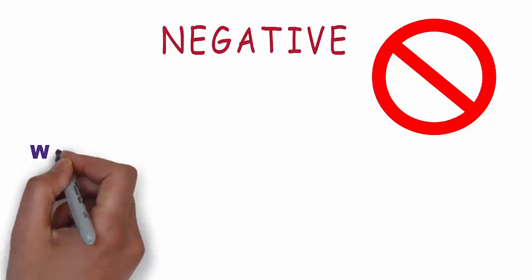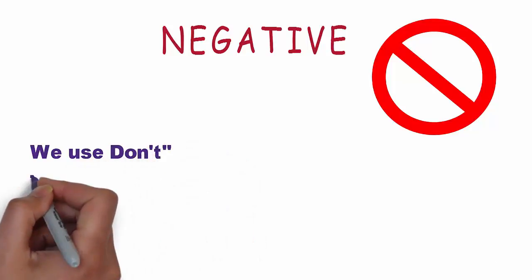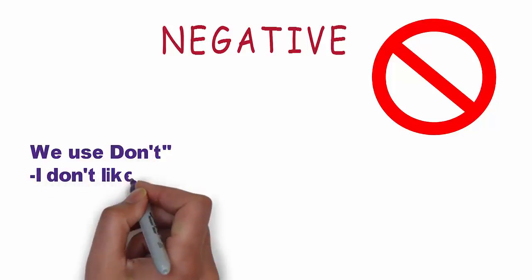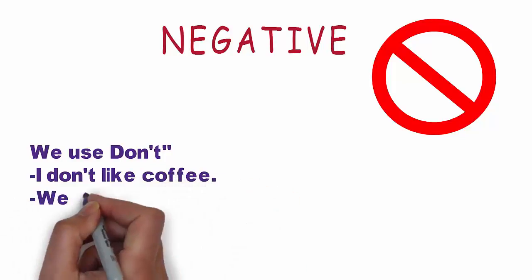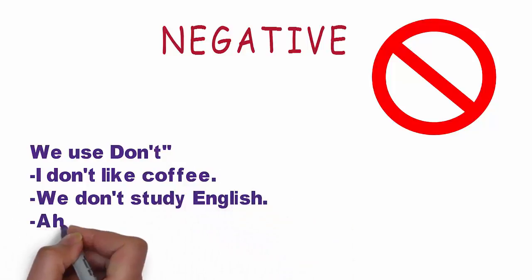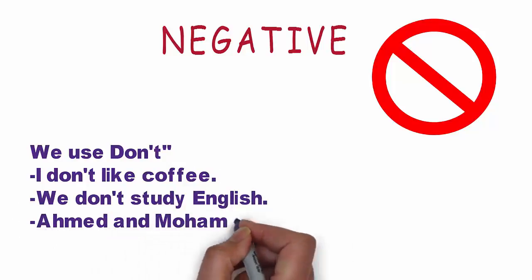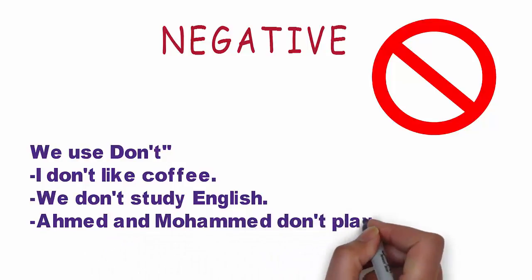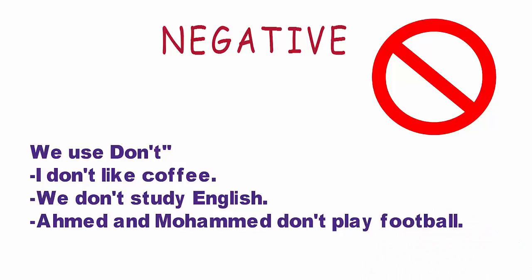Okay, how can we put these sentences into negative? We are still talking about this group, the same group. So if the subject is I, you, we, they, or a plural noun, just add don't if you would like to change the sentence into negative. For example, I don't like coffee. We don't study English. Ahmed and Muhammad don't play football. So as you can see, we said don't like, don't study, don't play. Easy, right?